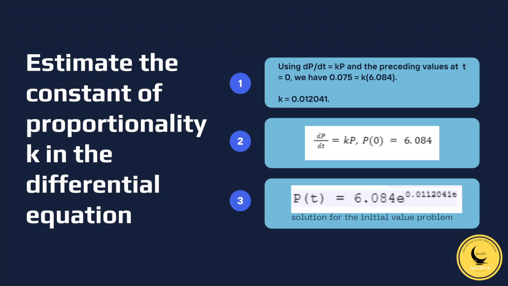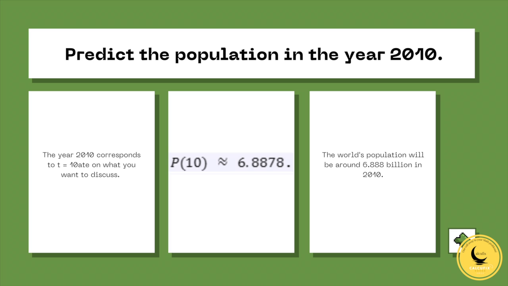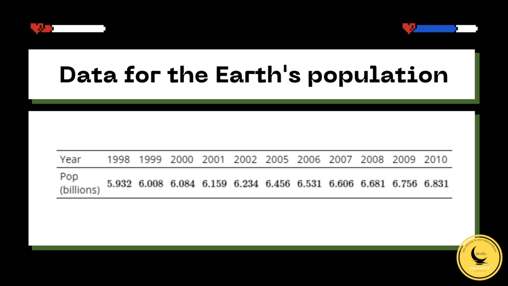So the solution for the initial value problem is P(t) = 6.084 e raised to 0.012041t. Now, let us predict the population in the year 2010. The year 2010 corresponds to t = 10, where P(10) = 6.8878. According to the estimate, the world's population will be around 6.888 billion in 2010. By looking at the table, the value is close to the actual population in the year 2010.